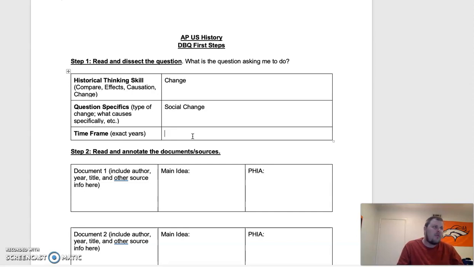So that's something that we need to remind ourselves, because if we focus on the other types of changes, we're not answering the question. We're also possibly wasting time. So this is no good. Our time frame, it says 1870 to 1910. So that's important for context. It's also important for making sure we include things for our outside evidence that are within this time period. So that's going to help us here.